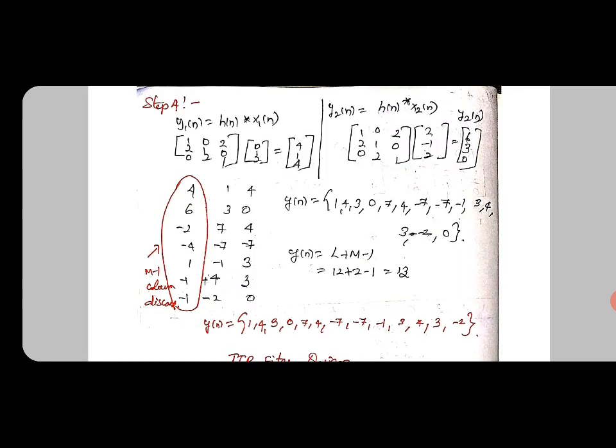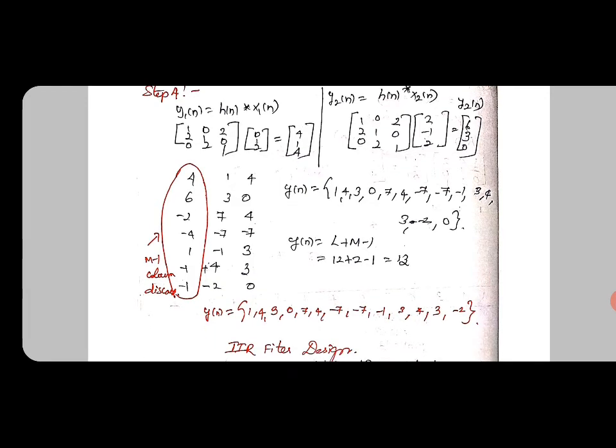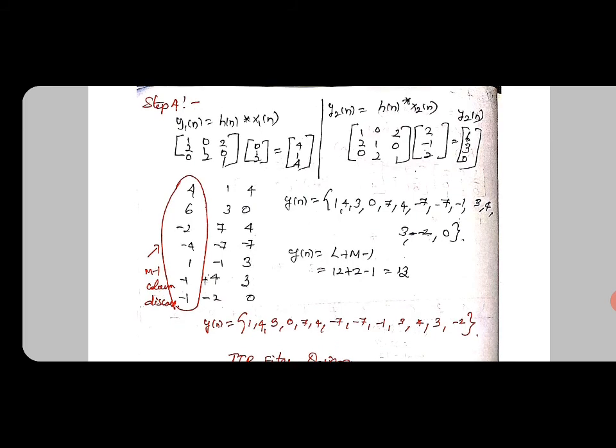We should note how to discard the values. In the overlap save method, the first m minus 1 columns will be discarded, as shown in the diagram. In the overlap add method we add the sequences, but in the overlap save method we must discard the m minus 1 column values. Finally, we obtain y of n with a length of 13: 1, 4, 3, 0, 7, 4, minus 1, minus 1, minus 1, 3, 4, 3, minus 2, 0. y of n has length L plus m minus 1, which is 12 plus 2 minus 1, which is 13. So the length of the sequence will be 13.